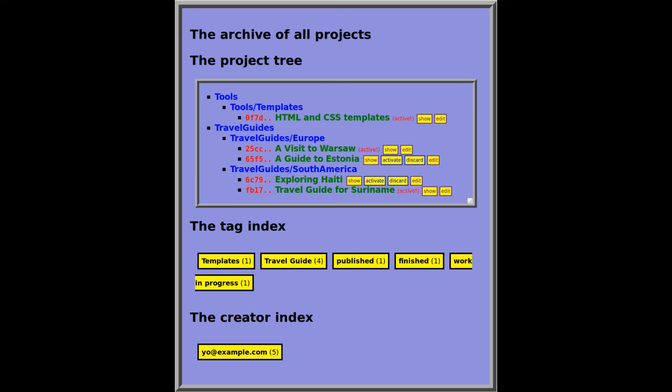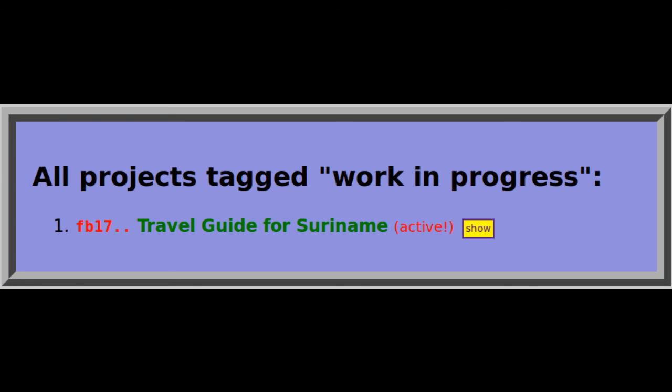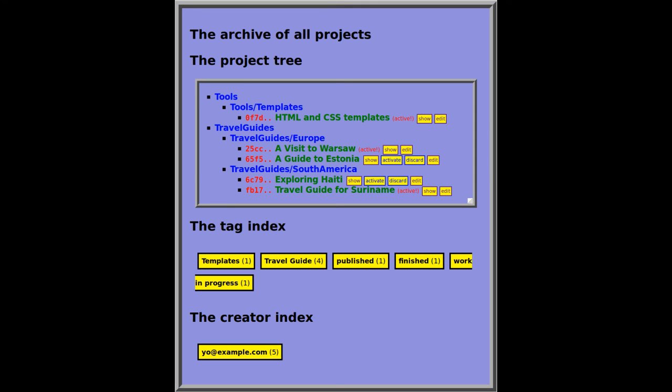When we add tags to other projects as well, the archive may look similar to this. The formerly empty tag index now contains 5 tags, given as 5 buttons. Templates being the tag of 1 project, Travel Guide belonging to 4 projects, and so on. Clicking on such a tag button, for example Work in Progress, displays a list of all projects with this tag attached. In this case, it's just 1. When we add locations and optional tags to all 5 projects in the archive, we obtain a nice hierarchy and order.